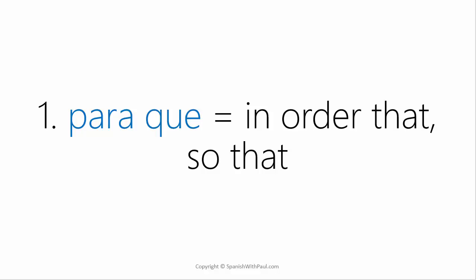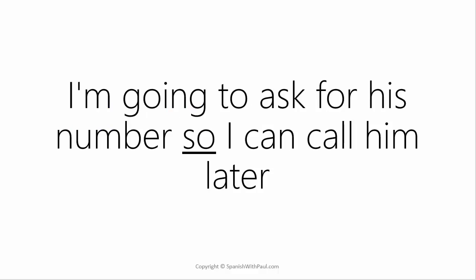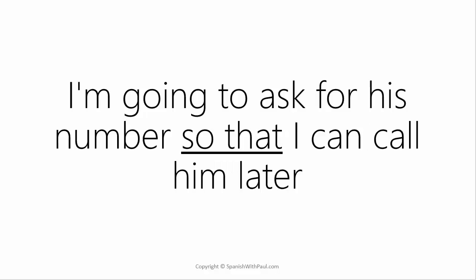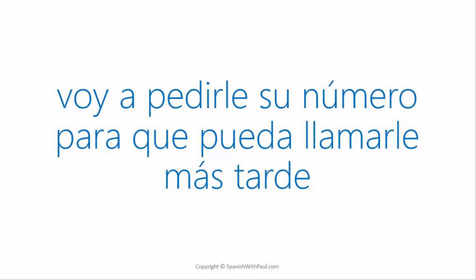Here's an example sentence for you. I'm going to ask for his number so I can call him later. Now, as we know, whenever the word that is implied in English, we must put it in Spanish. So this sentence becomes, I'm going to ask for his number so that I can call him later. Translated, this becomes, voy a pedirle su número para que pueda llamarle más tarde.